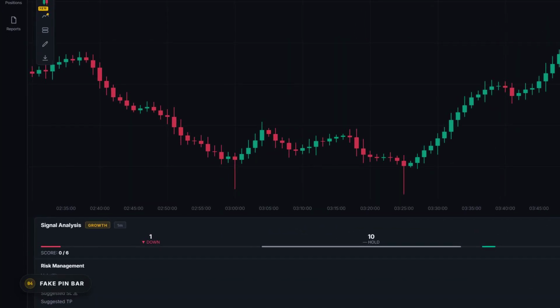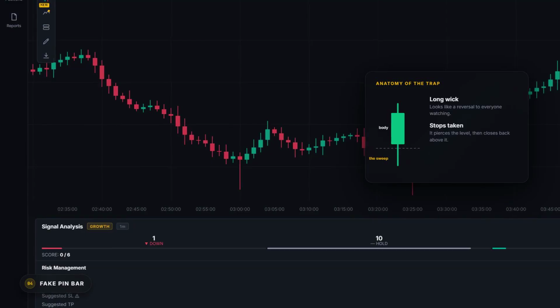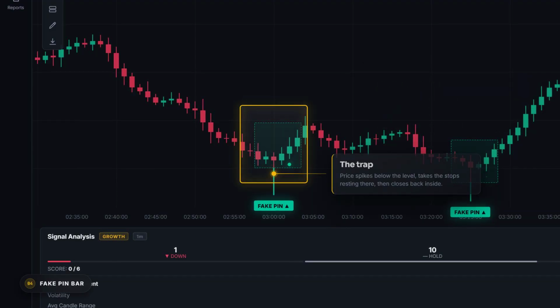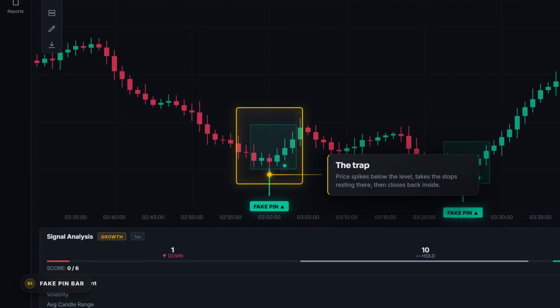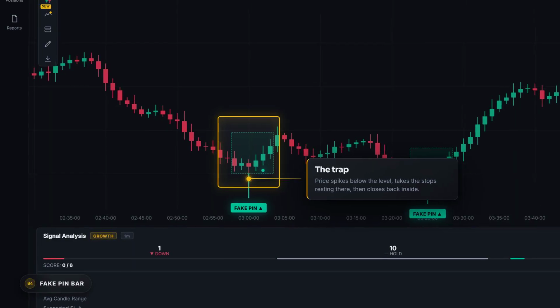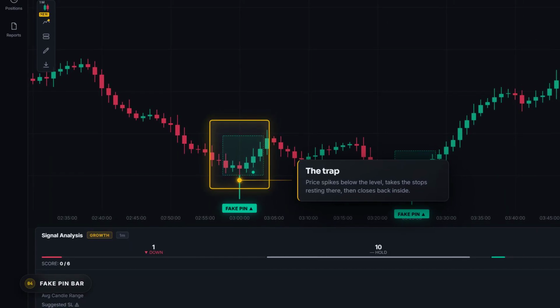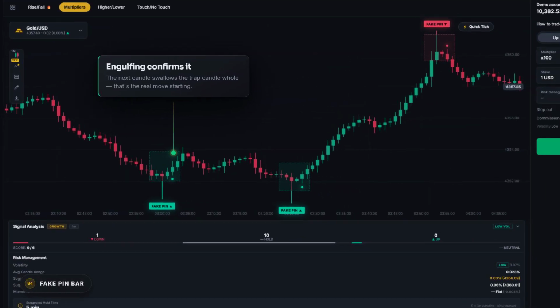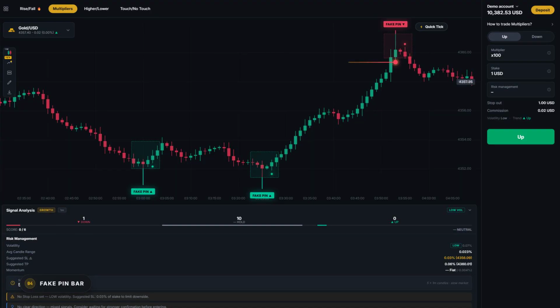A pin bar is a candle with a long wick. It looks like a reversal. But the Fake Pin Bar is a trap. Price spikes through a level, grabs the stop sitting there, then snaps straight back. This engine marks the mother bar zone, flags the trap, and confirms it with an engulfing candle. When the label prints, the move that follows is usually the real one.